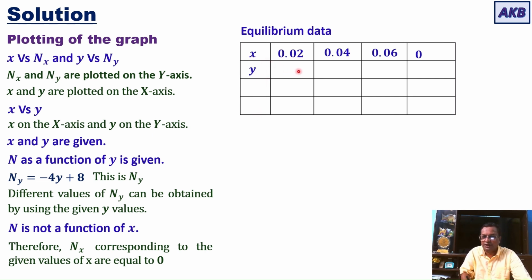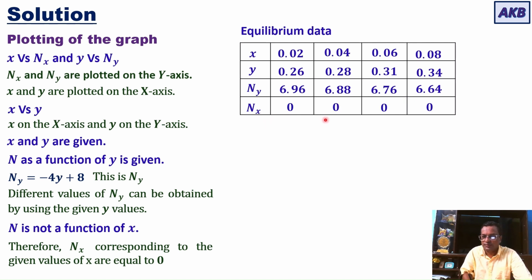So you have x and y values. I will write all the given values, and then by using this equation, I will find the corresponding values of Ny. For every value of y, there will be one value of Ny. If you use this equation, you will get various values of Ny: 6.96, 6.88, 6.76, 6.64, and all Nx are 0. Our task now is to plot Nx versus x and Ny versus y on the same graph.